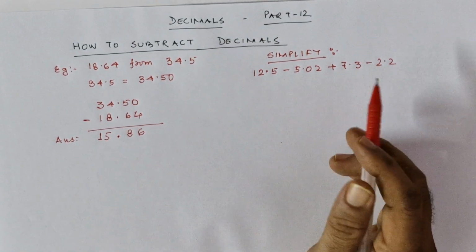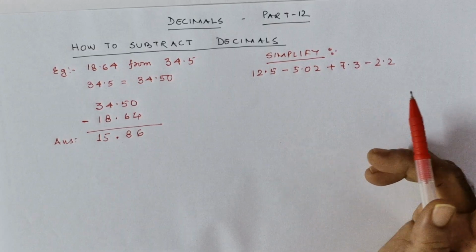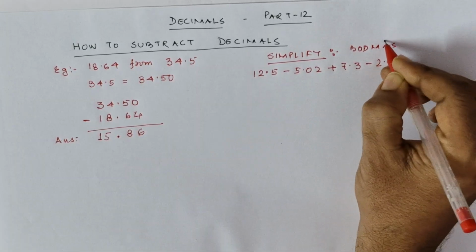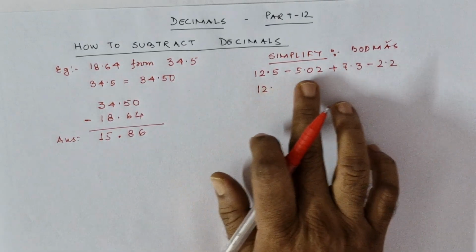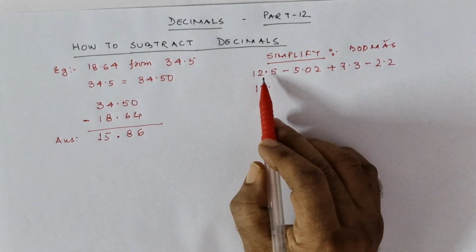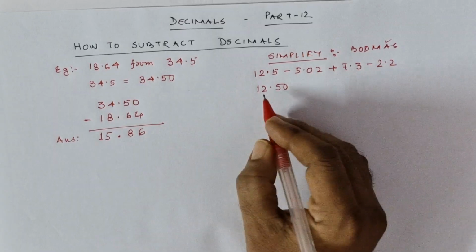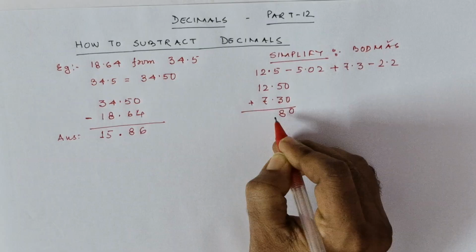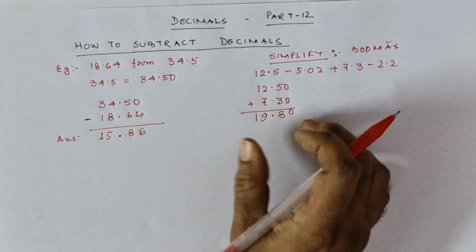In the BODMAS rule, bracket, of or order, then division, then multiplication, then addition, then subtraction. So we'll do the addition first. Always remember to convert the decimals into like decimals. So 12.5 will be converted into 12.50 and 7.3 will be converted to 7.30 and we'll add. So 0, this is 8. Put the decimal in the order aligned. 7 plus 2 is 9, so it is 19.80.